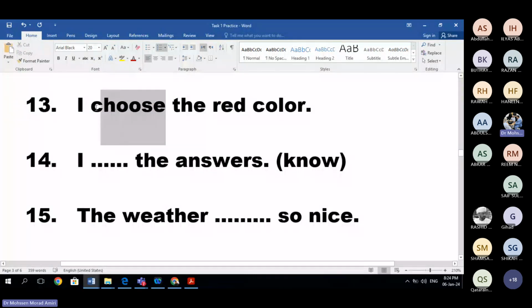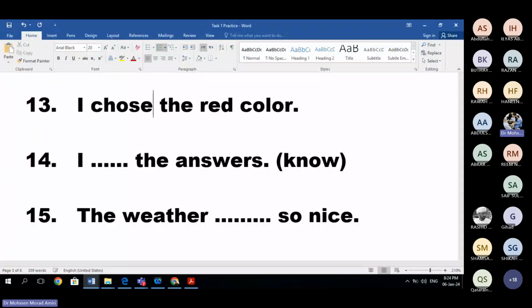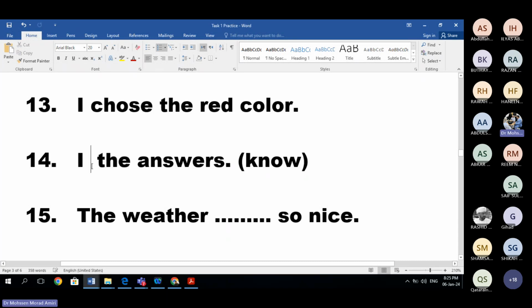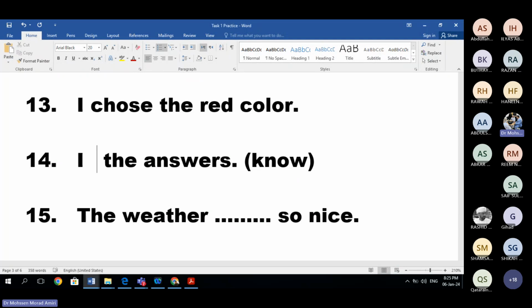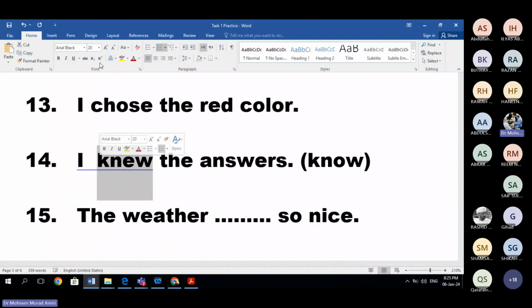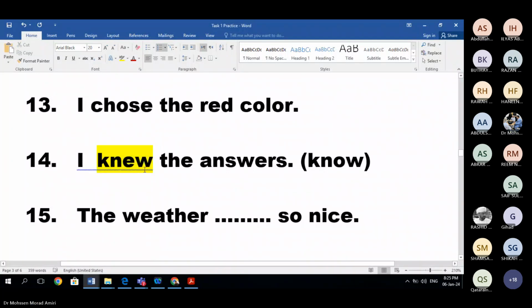Okay, what is the past form of choose? Chose. For example, my father chose a good car for me. My father chose. Maybe you need this word. Choose, chose. What is the past of know? Knew. Yes, be careful with the spelling. So I knew the answers. How to make it negative, Shabab?